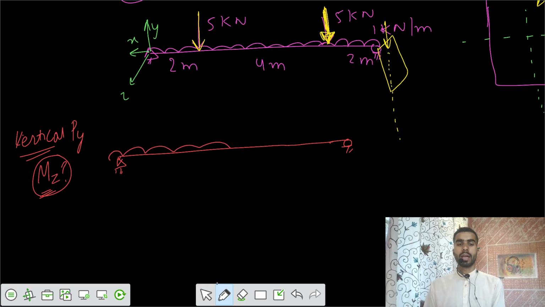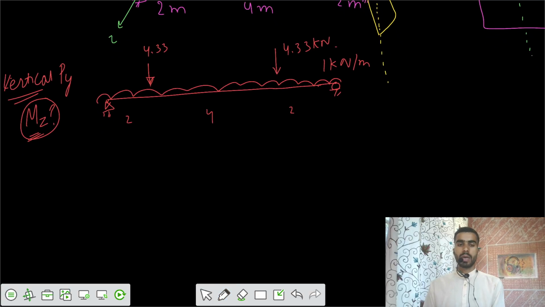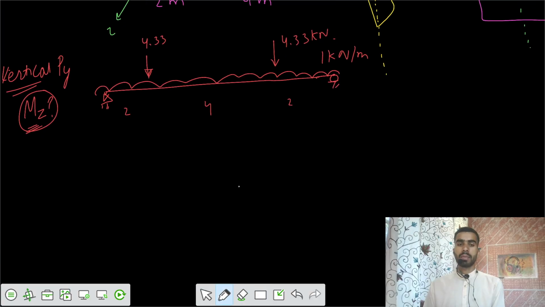You had the loading of 1 kilonewton per meter for the entire length of 2, 4, 2, and the vertical load acting, if you solve the value, is 5 cos theta, that is 4.33 kilonewton. Now by symmetry, can you say what is the maximum bending moment?